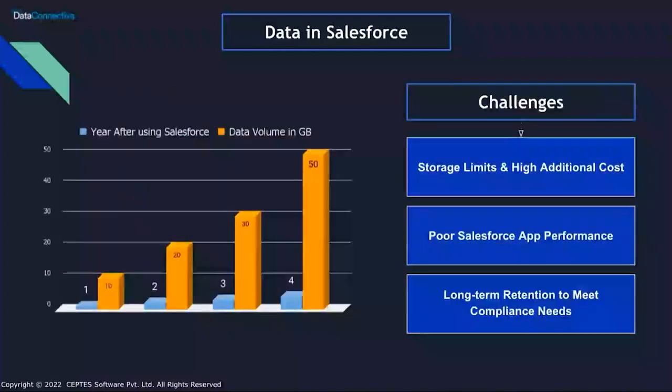Now let's look at the data growth challenges Salesforce poses. On a sample data growth model, if the company is growing, it might go 10 GB, 20 GB, 30 GB year on year, and by the fourth year it will be 50 GB. It could be much more than that. This is, on average, how the data grows.